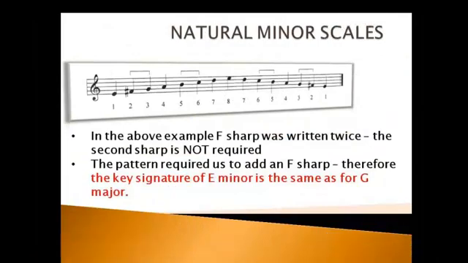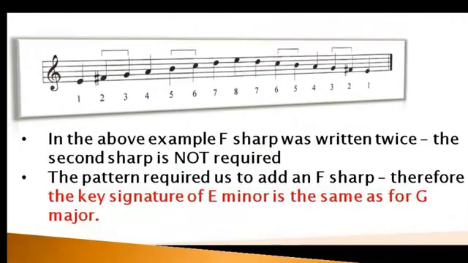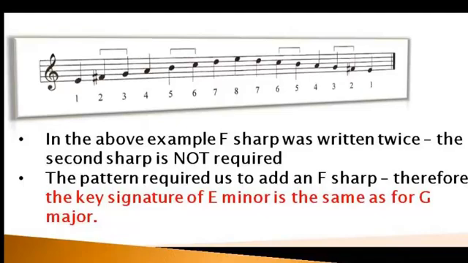Our next minor scale is E minor scale. In order for our semitones to fall in the correct place, we must have an F sharp. Then we have a tone, semitone, tone, tone, semitone.